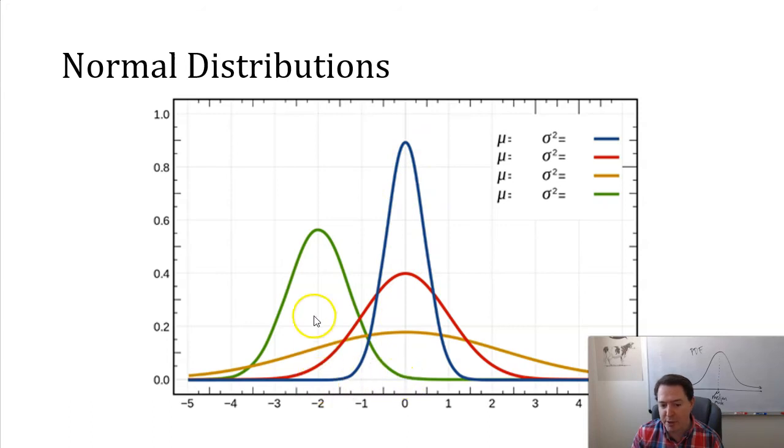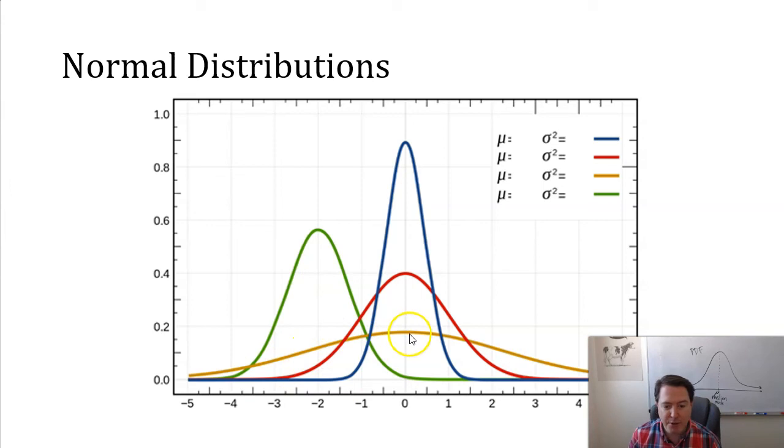If I look at the green one right here, we've got a peak at -2. I don't want to look at the height. That tells me where the peak is, but I actually want to look at where the peak is on the x-axis, which tells me it's -2. So this green one has the smallest mean because it's the furthest to the left. The peak is the furthest to the left.